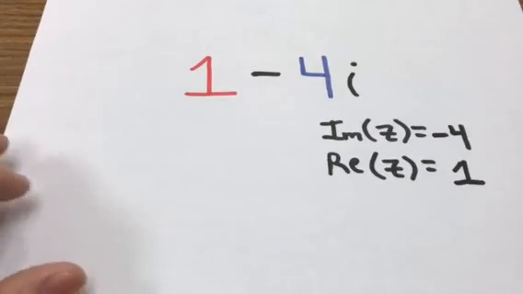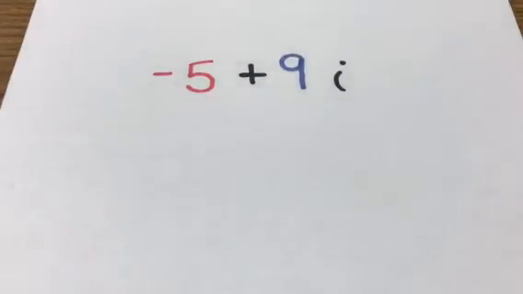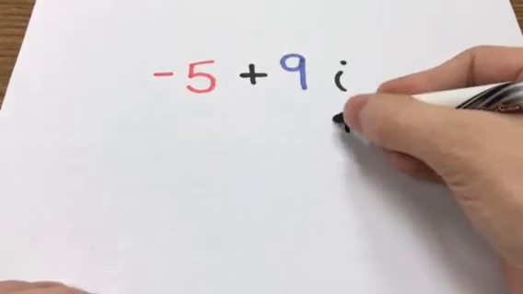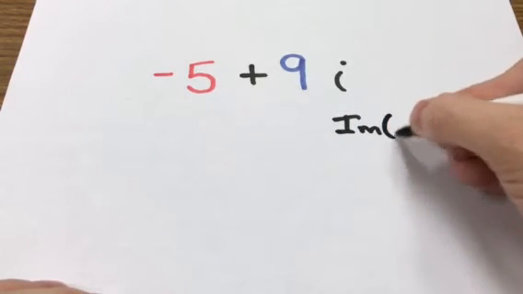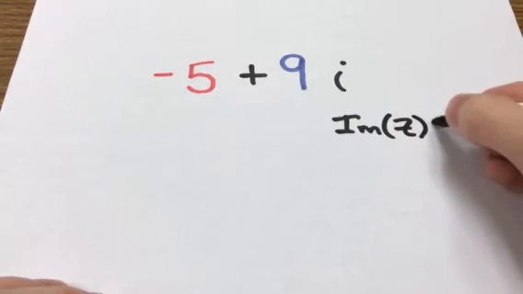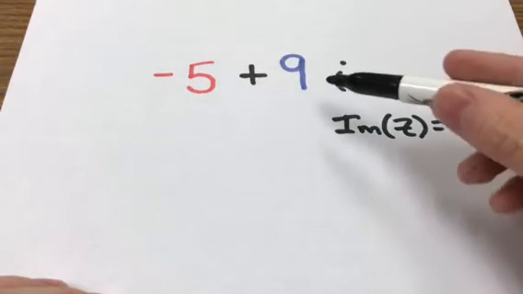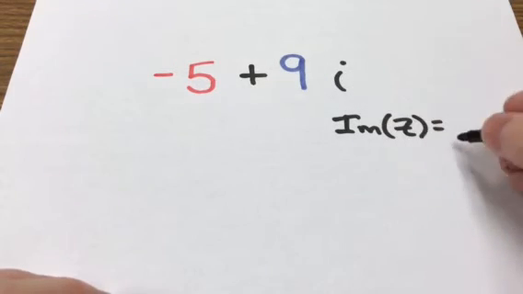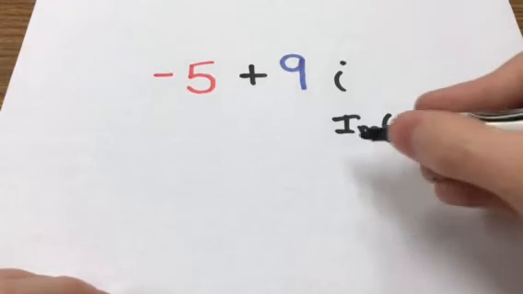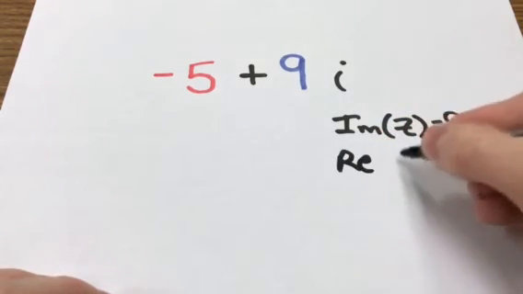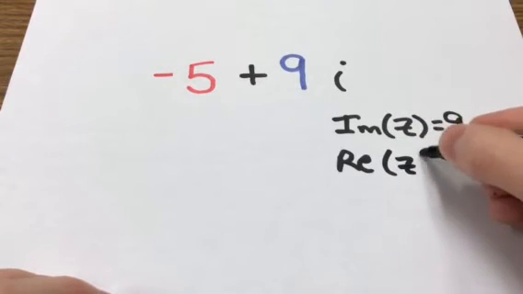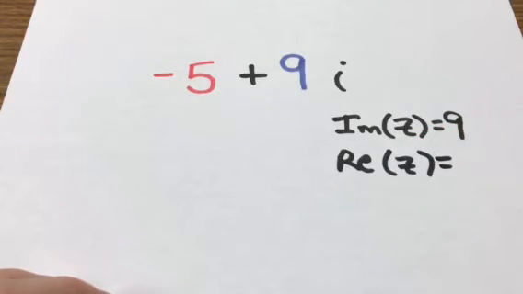All right, so are we doing good? Let's go ahead and try another one. All right, go ahead and try this one. So what is the imaginary part? Well, it's written in blue, it's connected to the i, so it's going to be the 9. How about the real part? Well, the real part is whichever number is not connected to the i, so it must be -5.